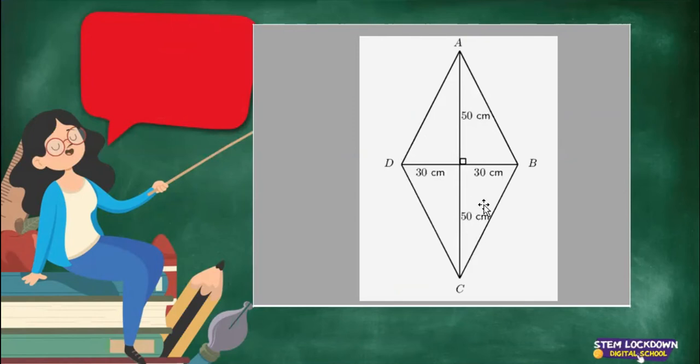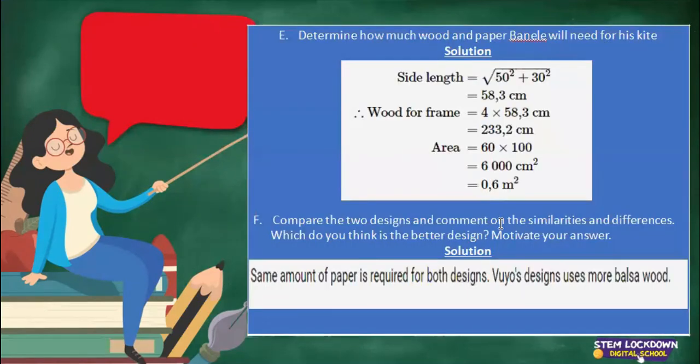Okay. So to find the area of the paper that Bannerless will need is to find the area using the diagonals. So the area will be 60 centimeters multiplied by 100 centimeters. And that will give us 6,000 centimeters squared, which also equals 0.6 meters squared. How do you convert this to 0.6 meters squared? We divide it by 10,000. To convert from centimeter squared to meter squared, we divide by 10,000.